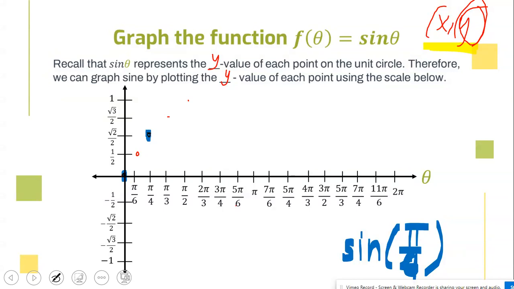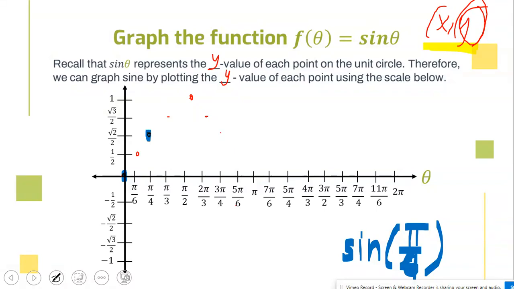Okay? Now, 2 pi over 3. The y coordinate is root 3 over 2 again. So we're going to come back down right over here. The next one, 3 pi over 4. We're at root 2 over 2, root 2 over 2. That is this point right here. 5 pi over 6. Negative root 3 over 2, positive 1/2. So we're going to have 1/2.